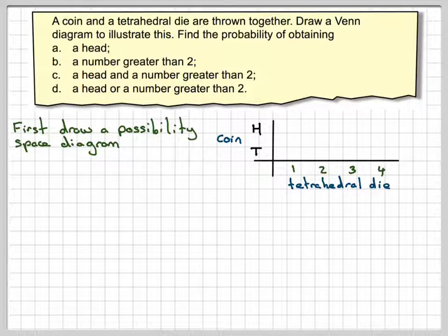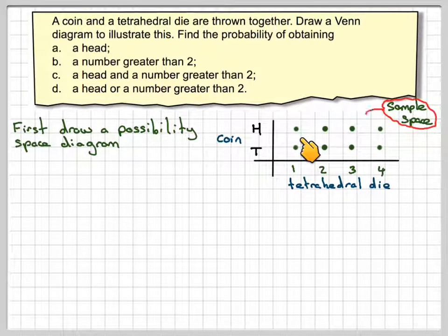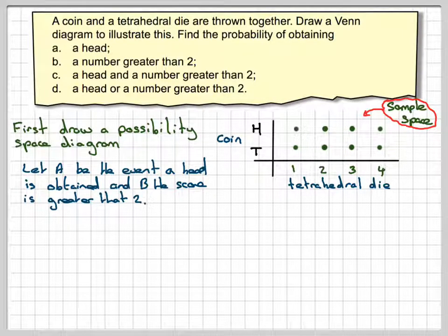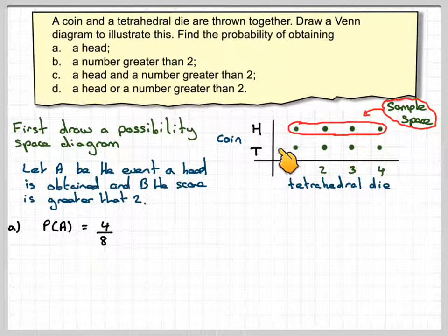Now, for each of these things, there's what's known as a sample space, and each one of these is a sample point. So there are 8 different outcomes that can happen in this experiment. Let A be the event a head is obtained, and B be the event the score is greater than 2. So the probability of A is all those 4 there: a head and a 1, a head and a 2, a head and a 3, and a head and a 4. That's 4 out of 8, which is 1/2.